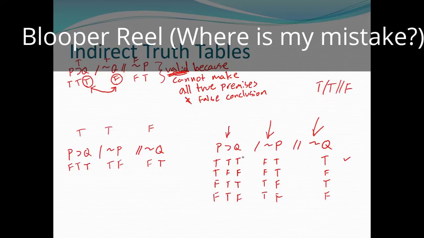Premise 2, we have a false. We want all true premises and a false conclusion. No problem there. Premise 3, we have a true premise. Oh, but our conclusion's true as well. Remember, we want all true premises and a false conclusion, so no problem there. In our conclusion, we have a true premise and a false conclusion. There we have our problem that tells us the argument is invalid.